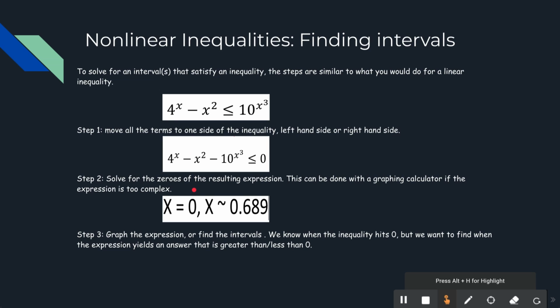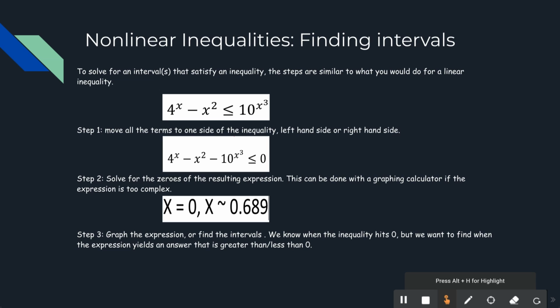Then you want to solve for the zeros of the resulting expression. So, if it's a little too complex, you can use a graphing calculator to estimate the values of x for which this is 0. So, I pulled out my graphing calculator and the zeros of this equation are 0 and I think approximately 0.689.